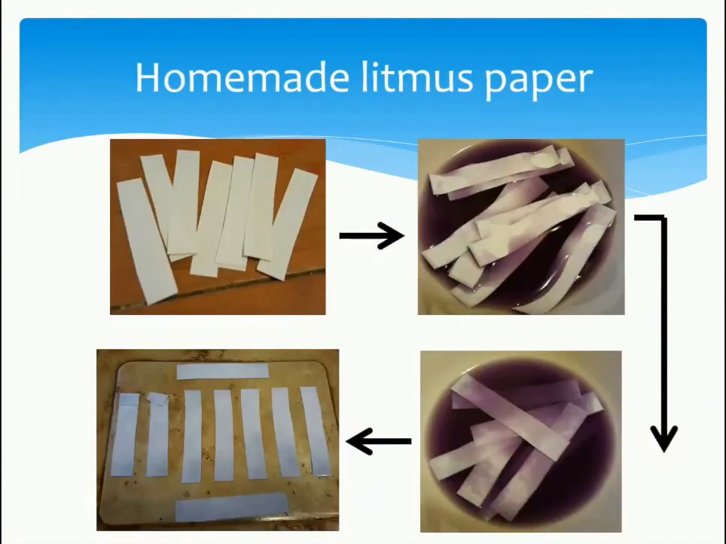An optional addition to this activity is to create homemade litmus paper. This can be done simply by cutting regular paper into strips and submerging in the red cabbage pH indicator. You want to make sure that your strips are completely submerged. They should look like the strips in the bottom right corner. After they're completely saturated, take them out and put them on a tray or a rack to dry overnight until they're completely dry.